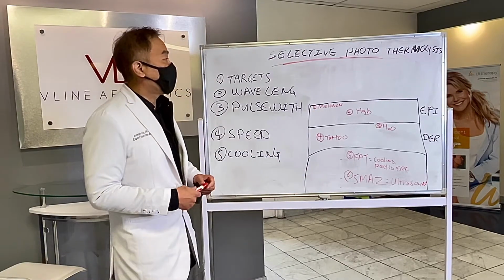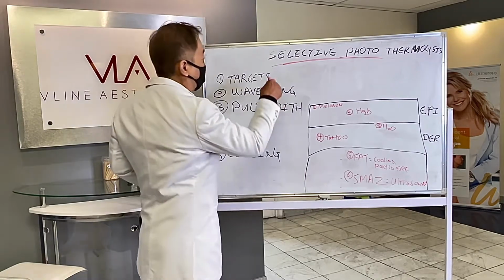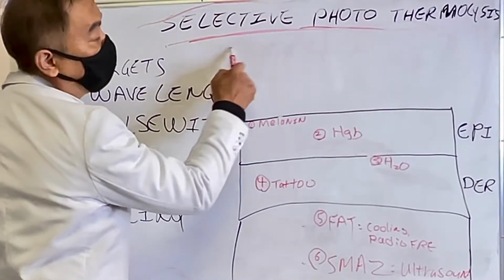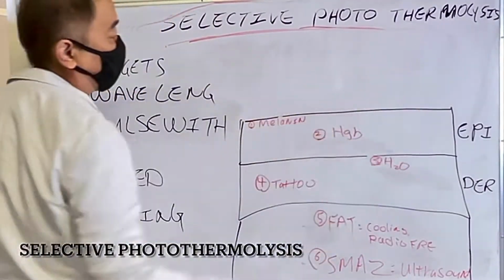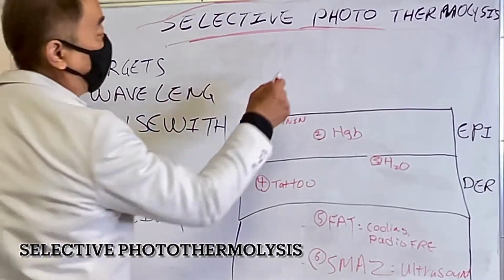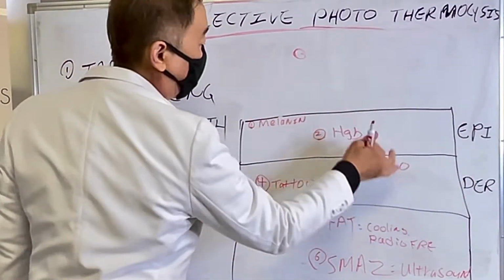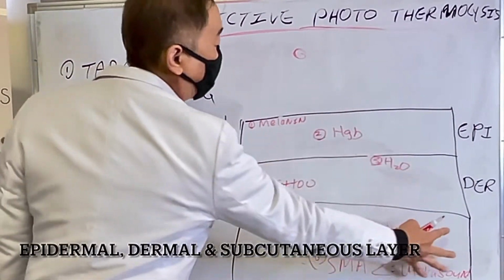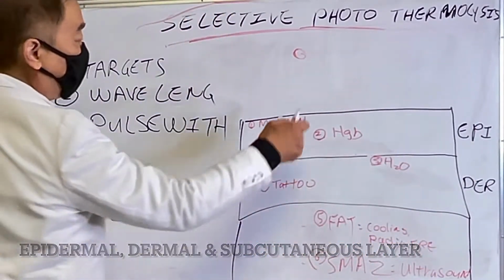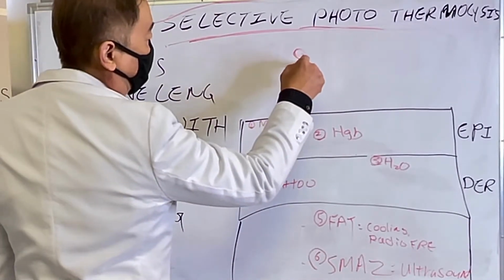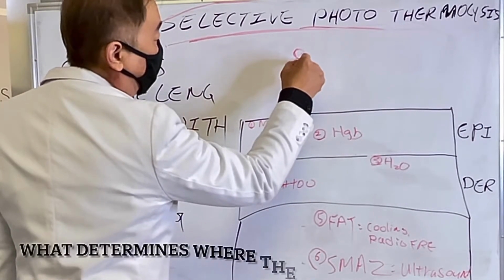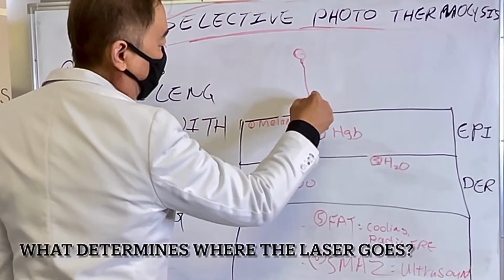We're going to talk about aesthetic laser physics. So the whole concept is called selective photothermolysis. What that means is that when you fire a laser pulse, this is the skin with different layers, epidermal and subcutaneous mass. When you fire a laser pulse with its energy in it, what determines where the laser goes?